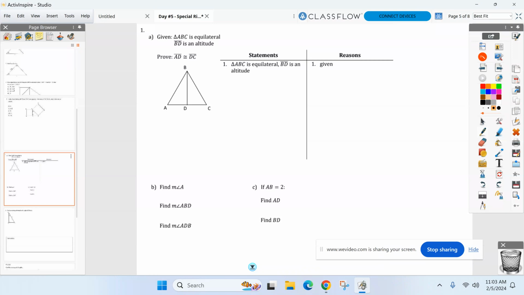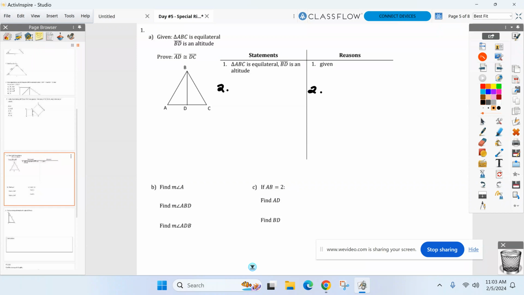I'm asking you to prove AD congruent to DC, and I'm giving you triangle ABC is equilateral and BD is an altitude. Vocabulary term. All right, look, let's start. How are we going to show AD and DC congruent? We're going to have to do what first? Prove the triangles congruent like usual. All right, help me out. Get me a pair of sides or angles that you know are congruent here.